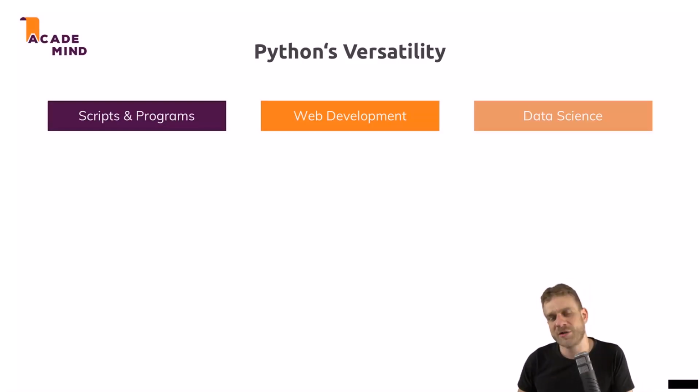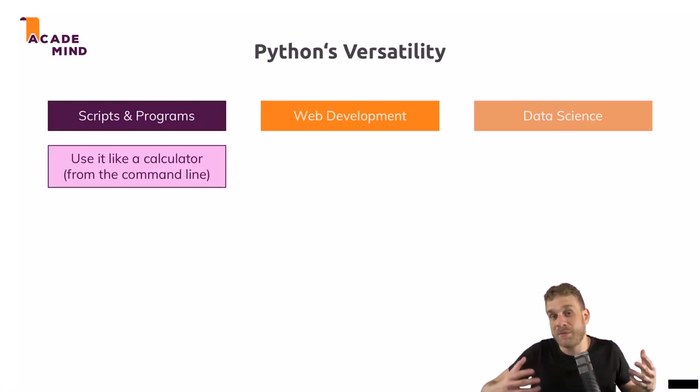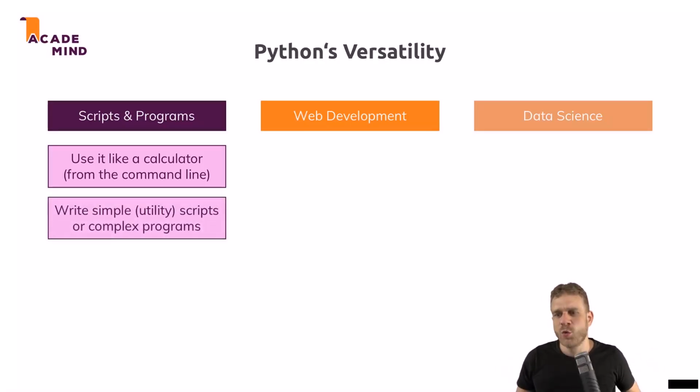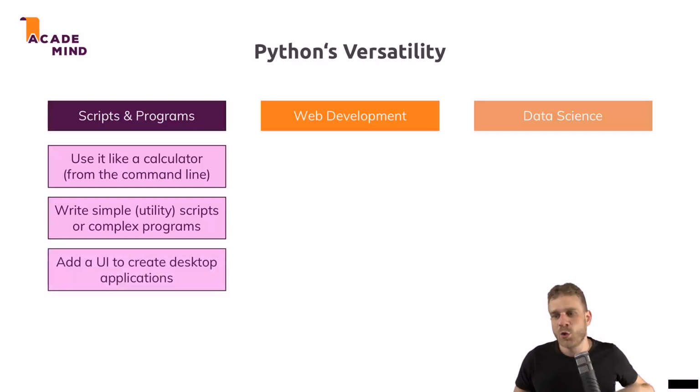Now, what do these pillars mean in detail though? Well, we can build scripts and programs. For example, build a simple calculator, which we execute from our system built-in command line. We can write simple utility scripts like cleanup scripts or scripts that save some data to files. Of course, we can also build complex programs. We can add a UI to build real desktop applications. This is also something which is relatively easy to do thanks to Python's rich ecosystem.